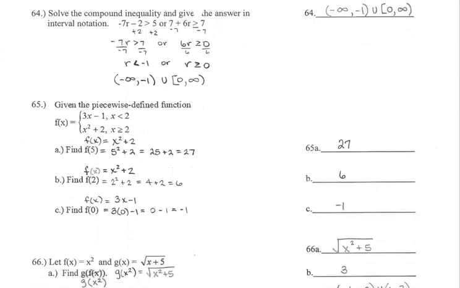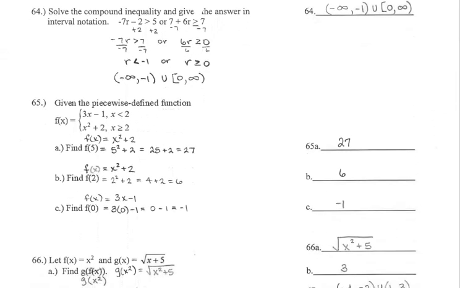All right, then for 64, we have a compound inequality. That's just two inequalities put together. So for this first one right here, if I want to get r by itself, I'm going to add 2 to both sides, and then I'm going to divide by -7. Now remember, when you multiply or divide an inequality by a negative, we have to reverse the inequality sign. So that's going to give me r is less than -1. So we're going to go from -infinity to -1.